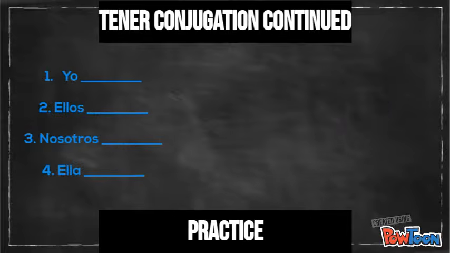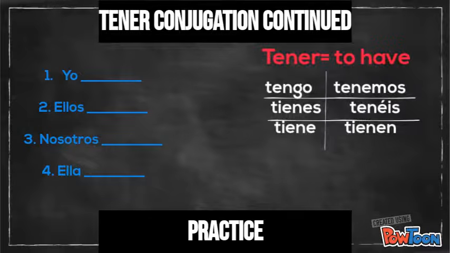Now it's your turn. You're going to figure out the conjugations for the following. Yo, ellos, nosotros, y ella.